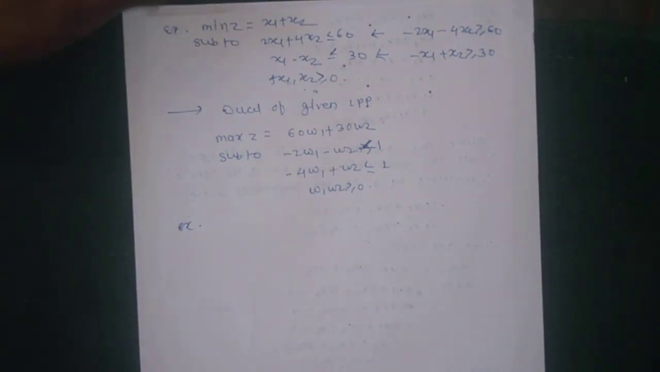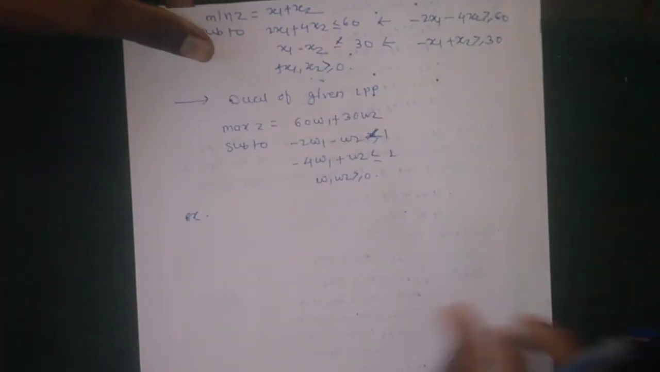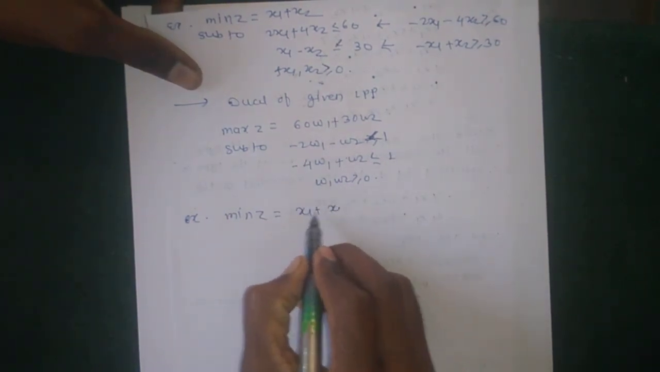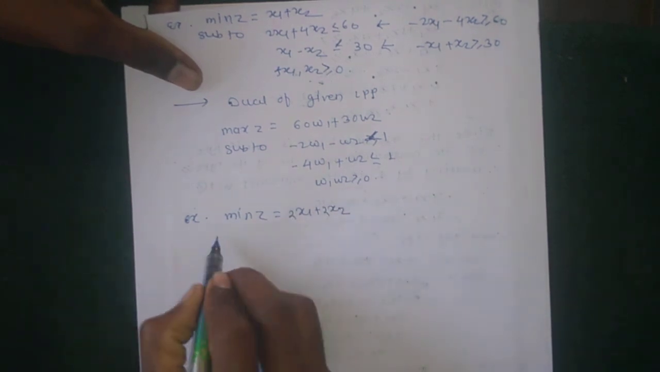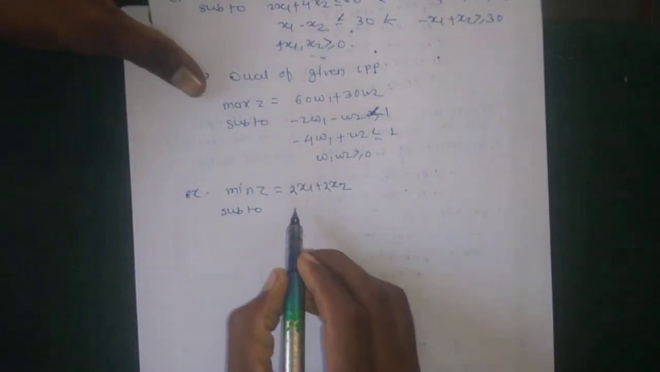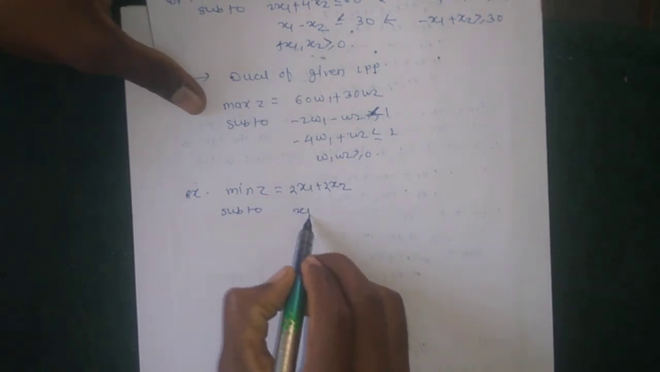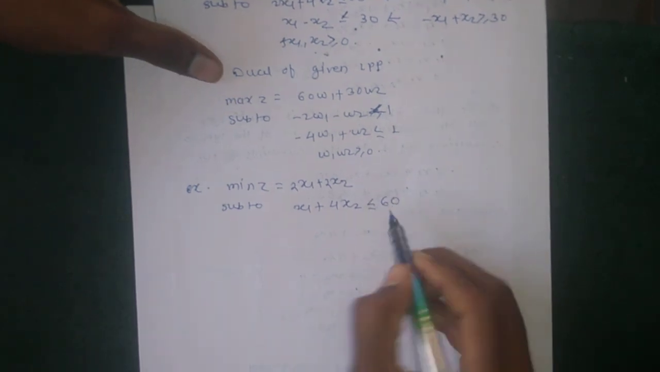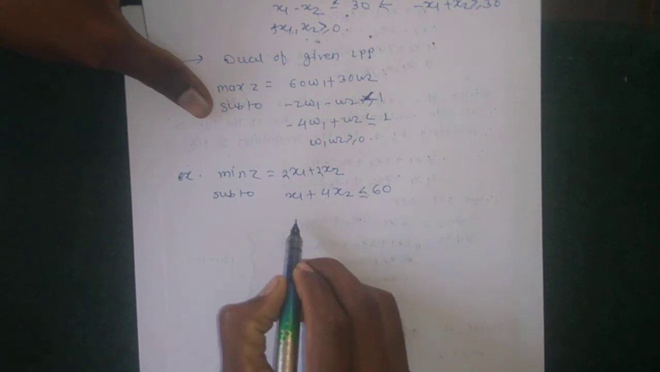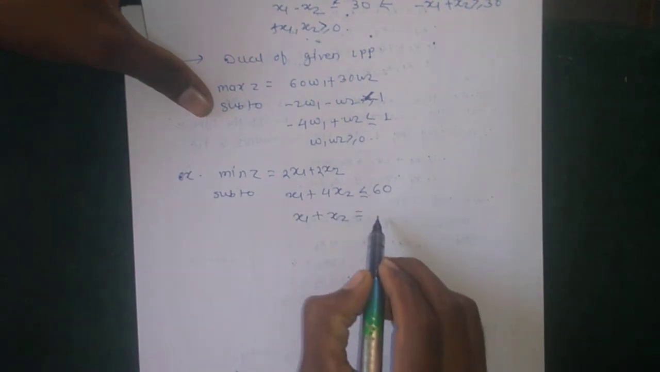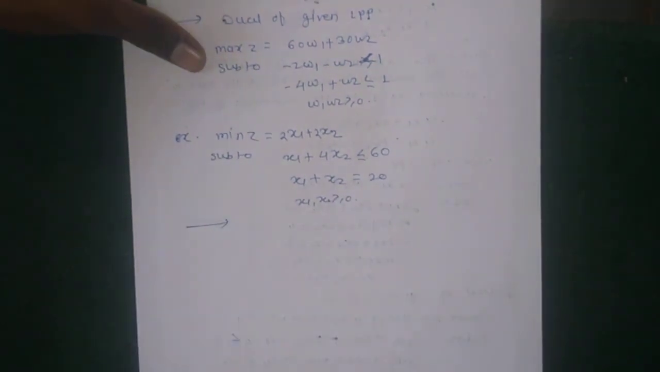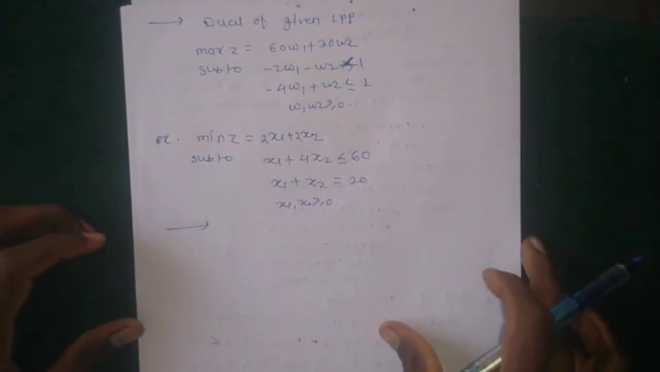So next example: minimum Z is equal to 2x1 plus 2x2, subject to x1 plus 4x2 is less than or equal to 60, then x1 plus x2 is equal to 20, and x1 and x2 are greater than or equal to 0. So how to find the dual of this problem?